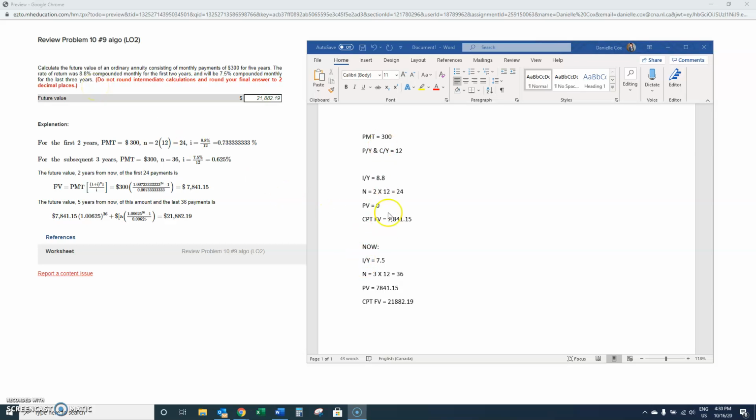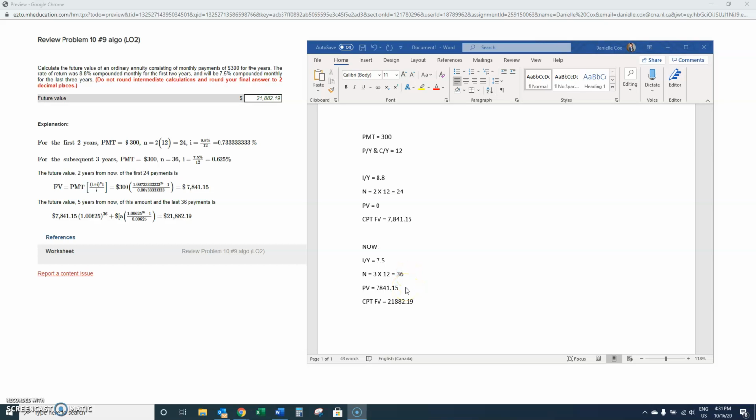Now, after that, the rate will be 7.5% compounded monthly for the last 3 years. So everything, if I don't have it here, it stays the same, and that's the beauty of using the calculator. You don't have to change the numbers that are the same. So our interest per year is now going to be 7.5%. N is 3 years times 12 payments per year, so it's 36.